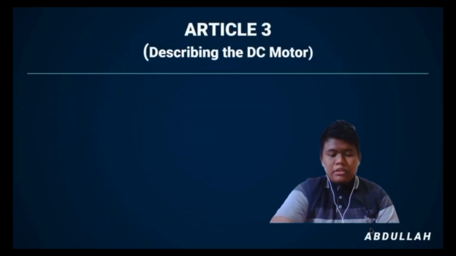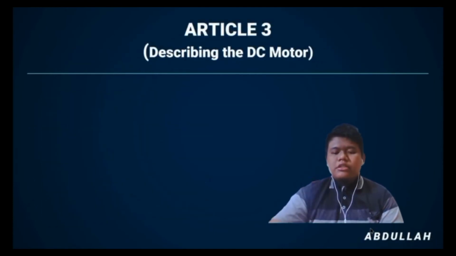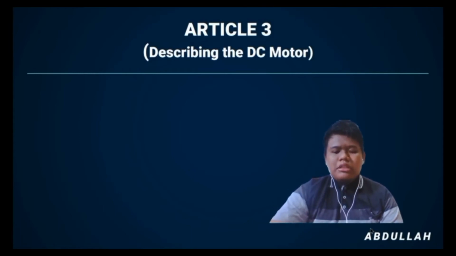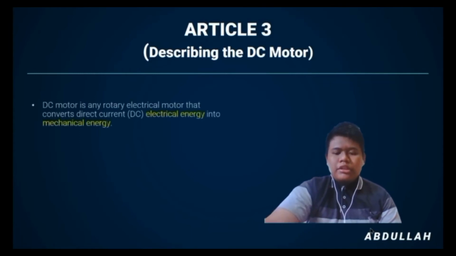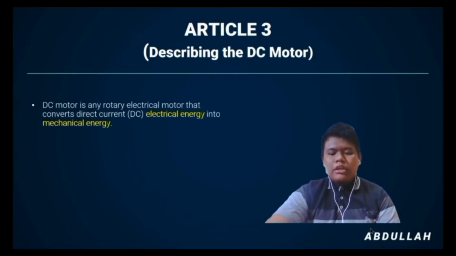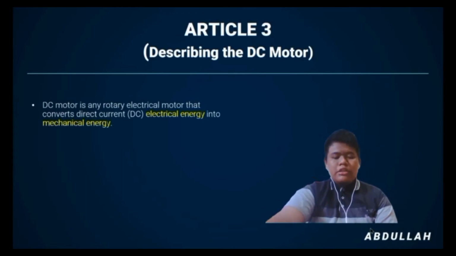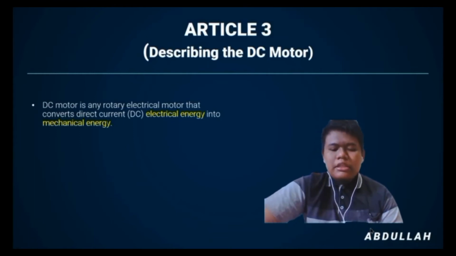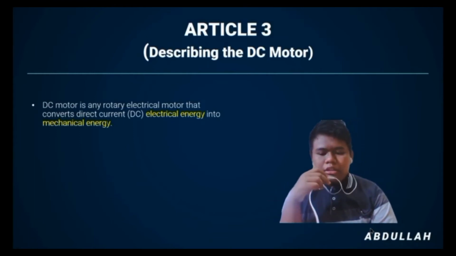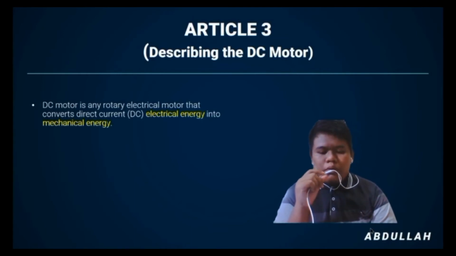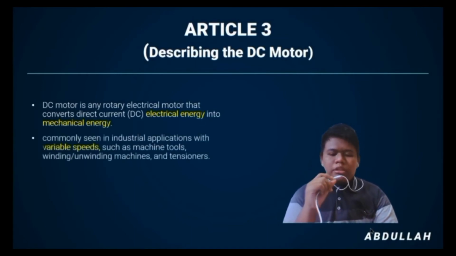Okay, the third article is describing DC motor. A DC motor is any rotary electrical motor that converts electrical energy into mechanical energy. It's commonly seen in industrial applications such as machine tools, winding and unwinding machines, and terrorism.